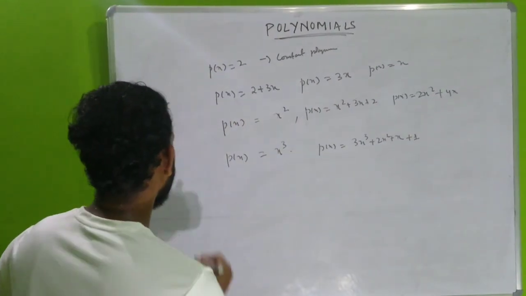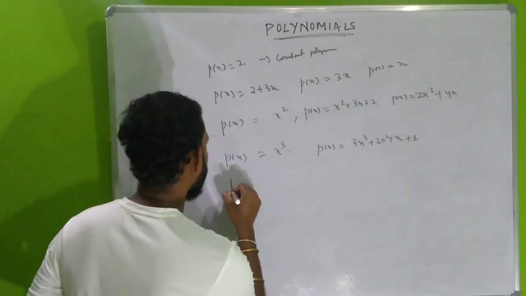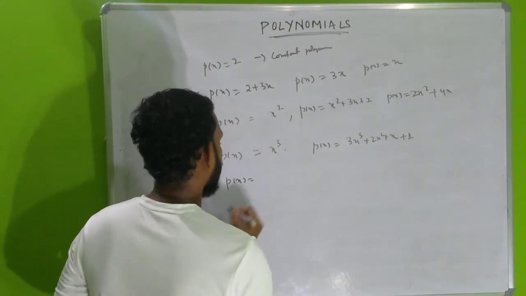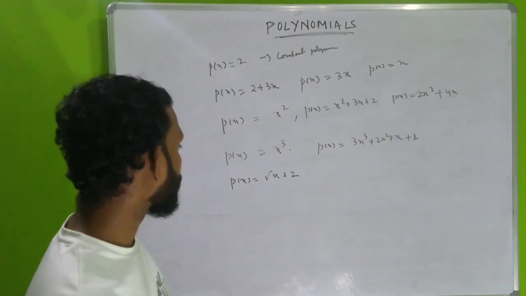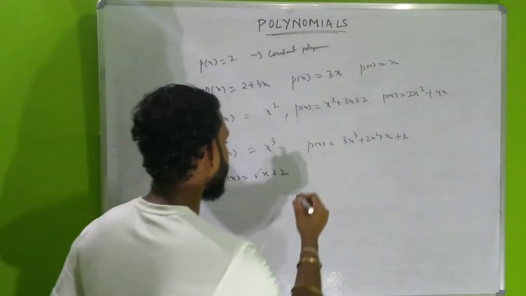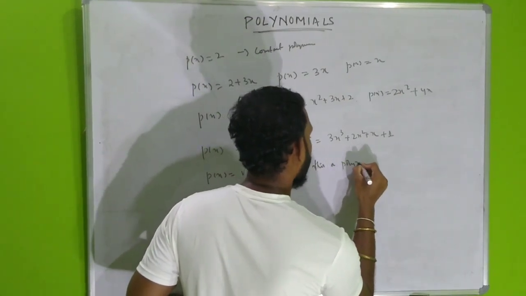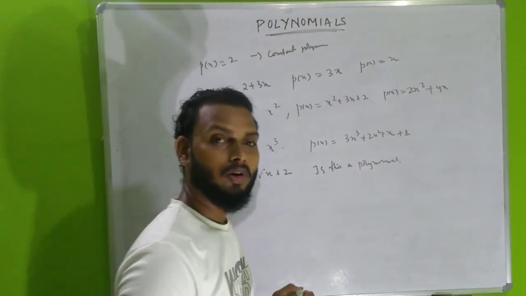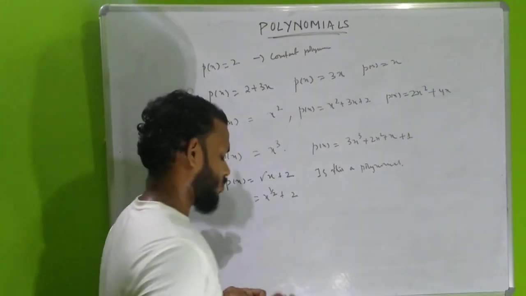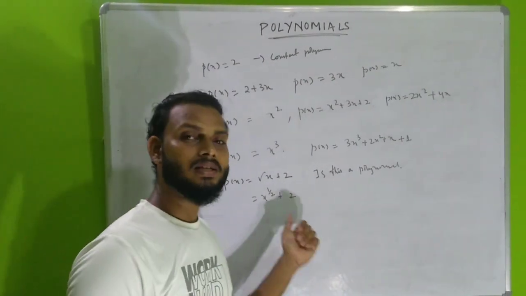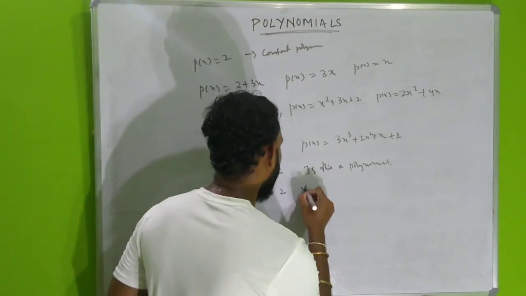Let me give you another example. If I say p(x) is equal to root x plus 2, the question is: is this a polynomial? I can write this as x to the power 1 by 2 plus 2. Here you can say the highest power of x is 1 by 2, which is not an integer. So I will say this is not a polynomial.